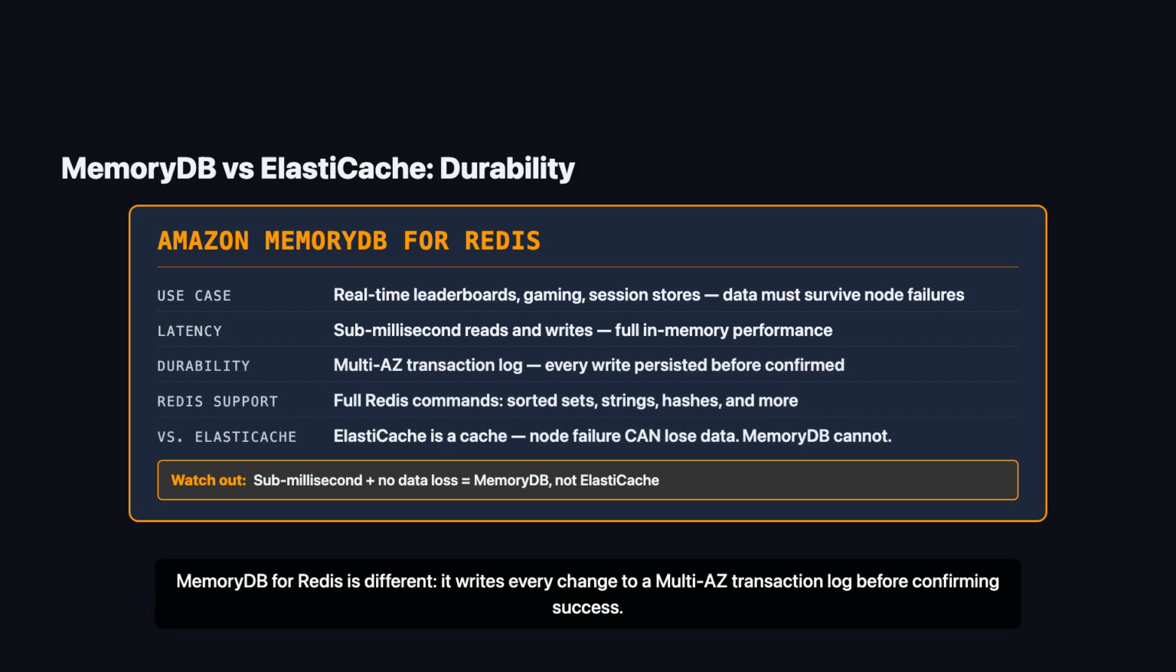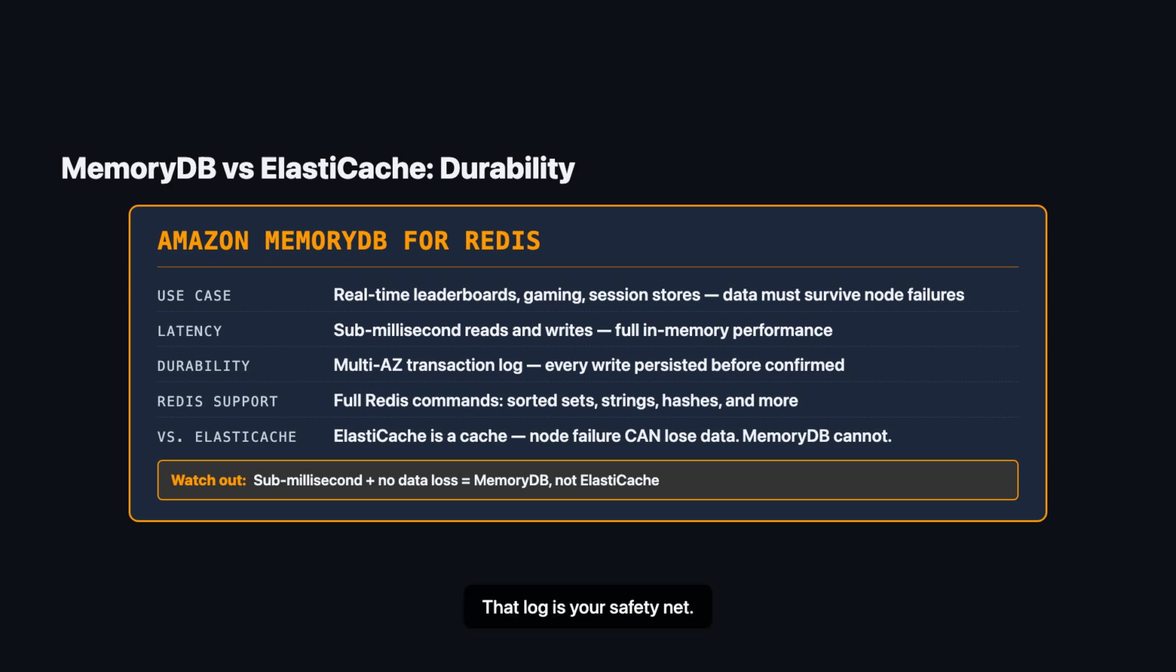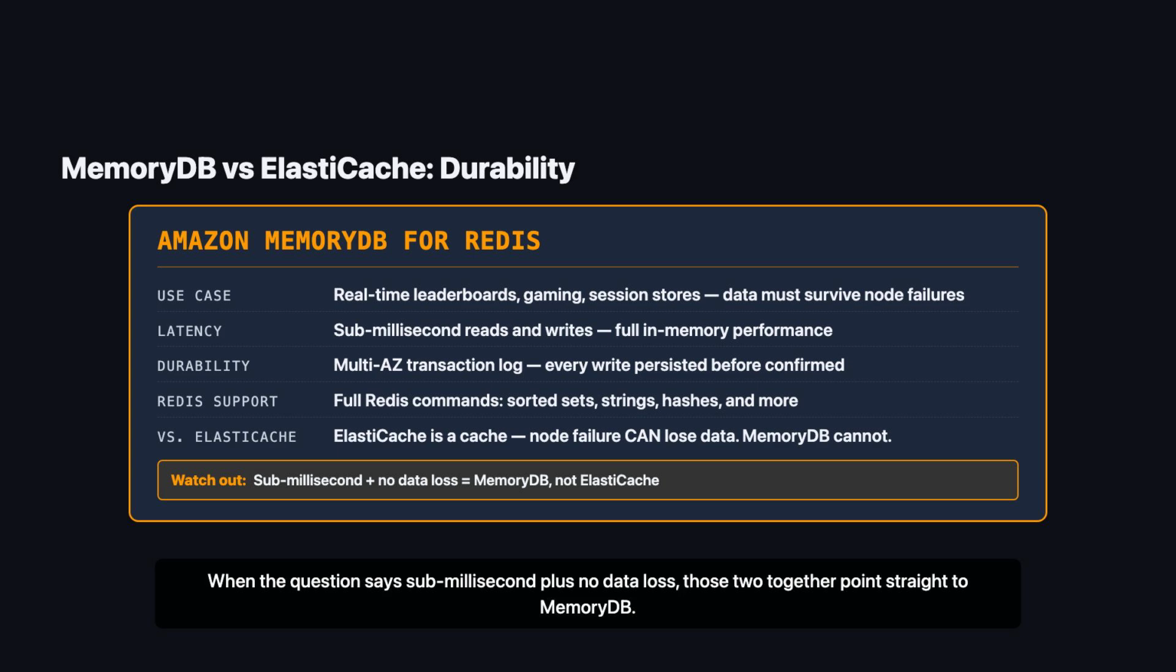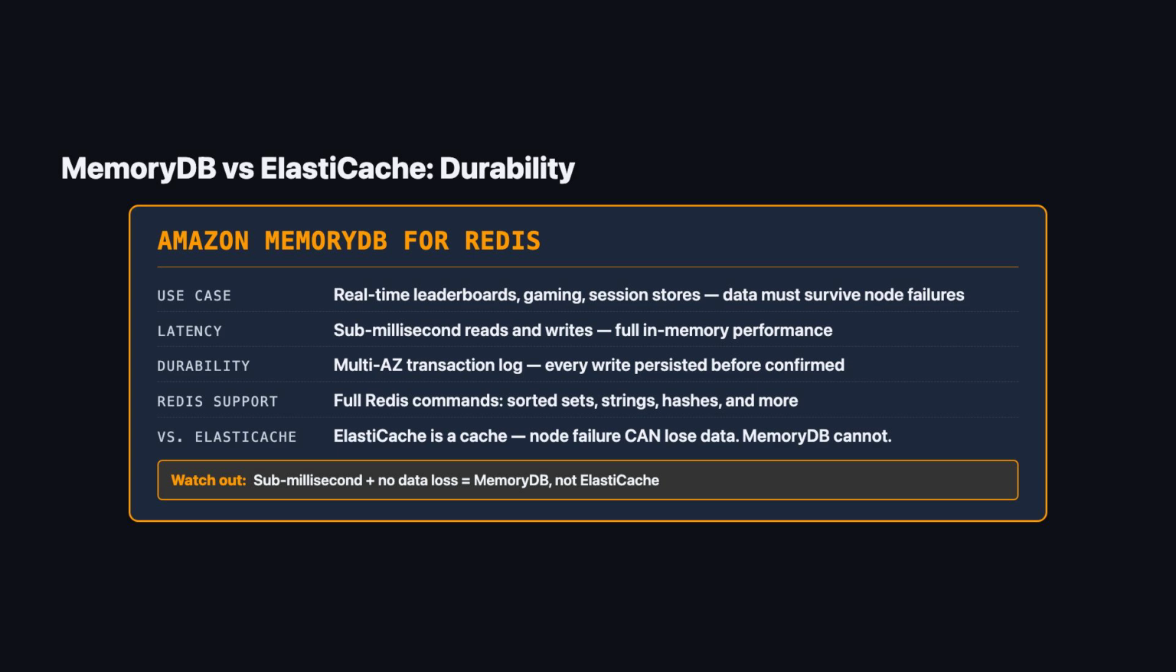MemoryDB for Redis is different. It writes every change to a multi-AZ transaction log before confirming success. That log is your safety net. You get Redis speed and real durability. When the question says sub-millisecond plus no data loss, those two together point straight to MemoryDB.